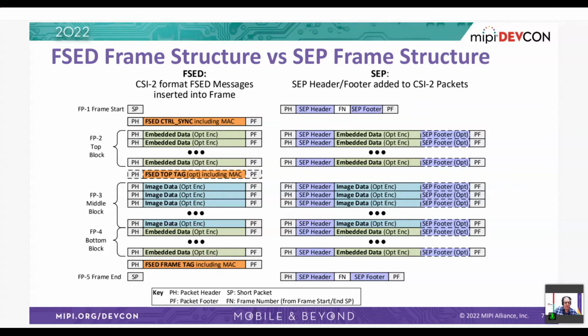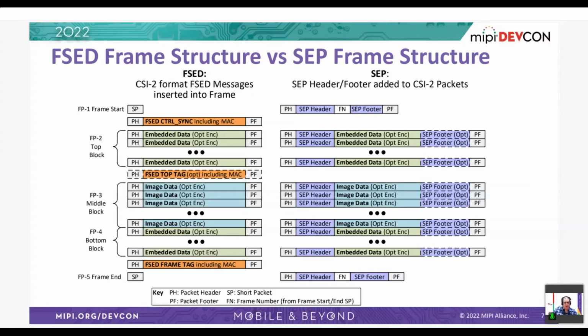There's always in FSED a control sync sent at the start of the frame, which ensures that the sender and receiver are synced on what security is going to be applied to that frame. And then there's a frame tag at the end. Now, all of these include a MAC, which checks the integrity of the messages. The control sync MAC just verifies the control sync. The frame tag at the end, the MAC there, it either covers that.